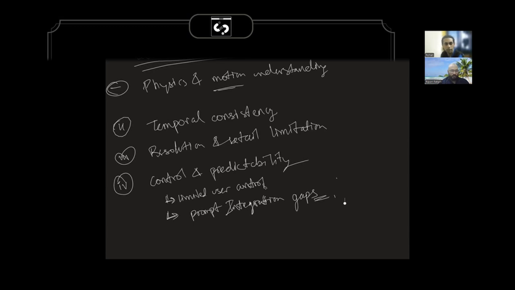Okay, one leads to the other, like it will be like a cycle. So the overall idea in control and predictability is that I, as a person, have a vision in my mind, but whether the AI will generate exactly what I have in my mind or not is not up to me. That's the whole message.